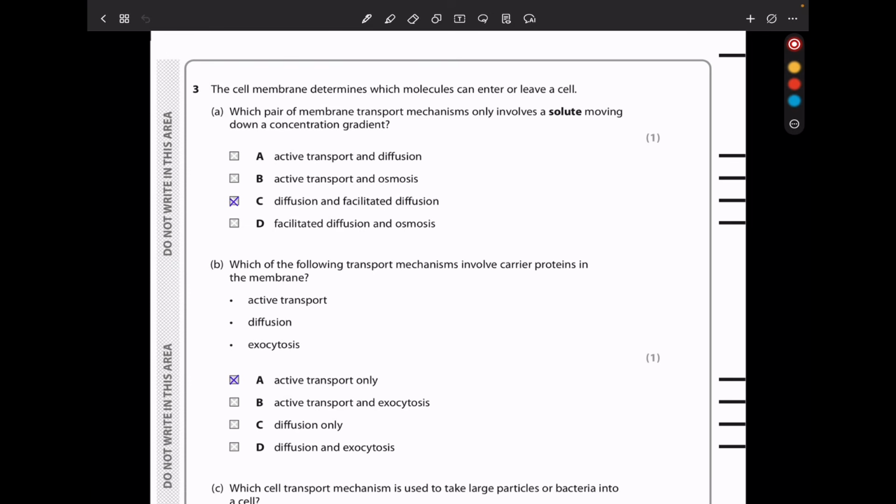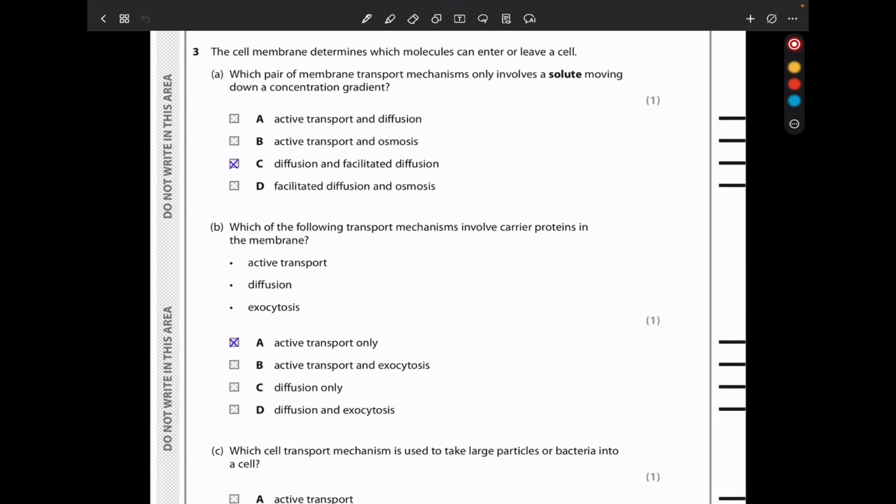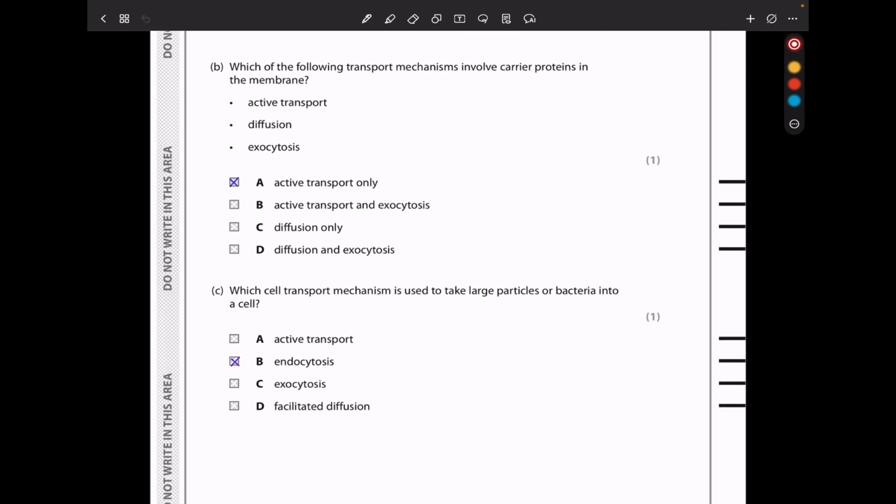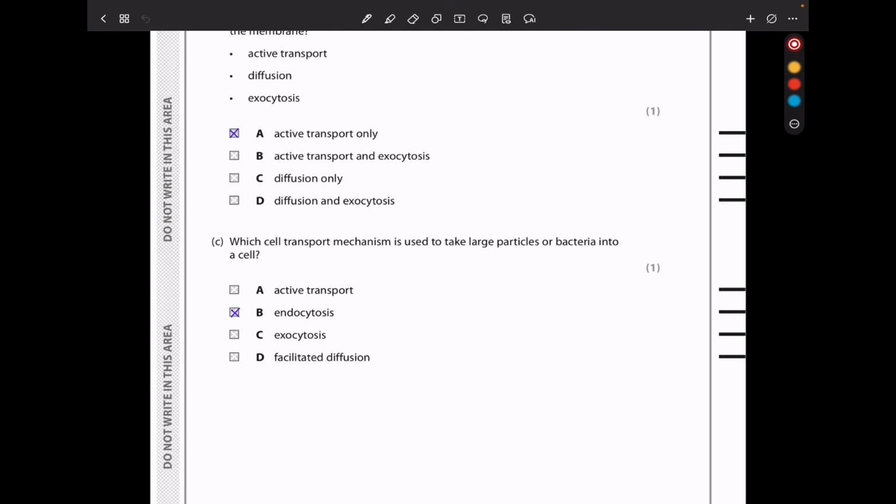Remember they said solute, so whichever has osmosis has to be cancelled out. And active transport involves moving against concentration gradient, so the answer should be a C. In part B, which of the following transport mechanisms involves carrier proteins in the membrane transport? Carrier proteins are involved in active transport, so the answer should be active transport only. And in part C, which cell transport mechanism is used to take large particles or bacteria into a cell? This is going to be endocytosis, so the answer is B.